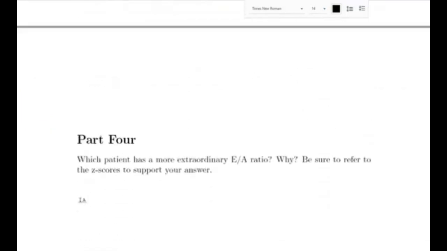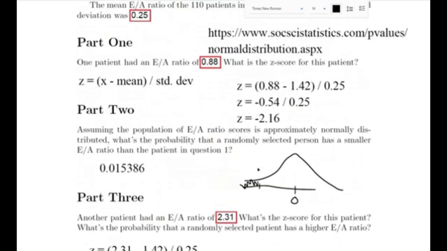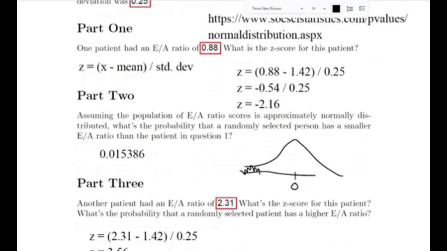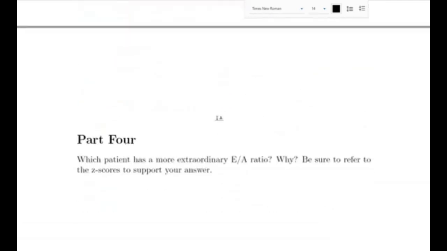Part 4, which one's more extraordinary? It's the one with the lowest probability, okay? For mine, a patient getting an EA ratio of 2.31 is pretty extraordinary, because the probability that you randomly select somebody and they have a higher EA ratio is really low. It's less than 1%. It's less than 0.1%. So that's pretty extraordinary, out of the ordinary, right?